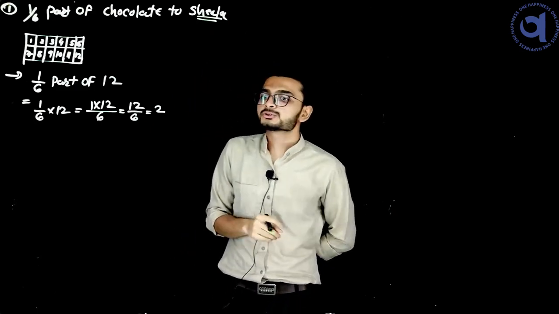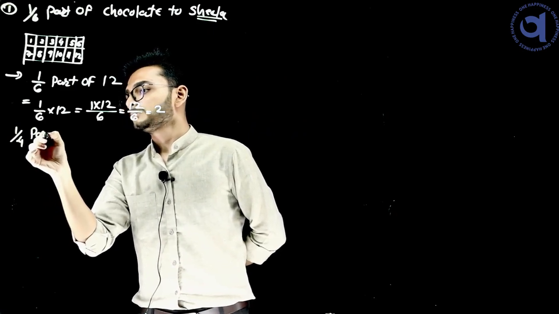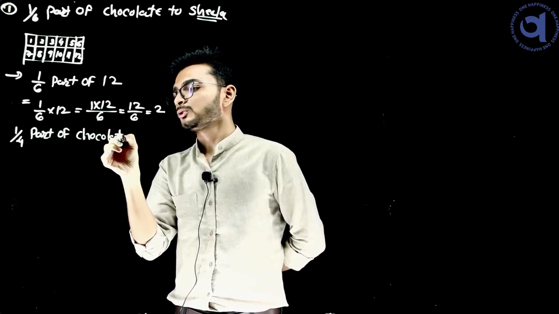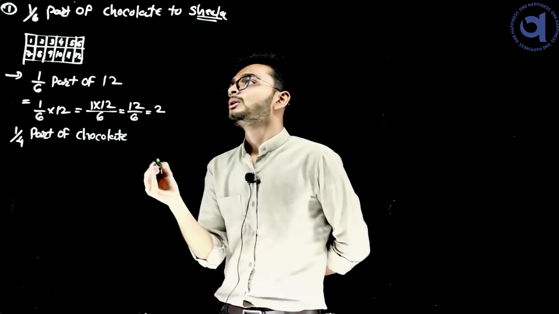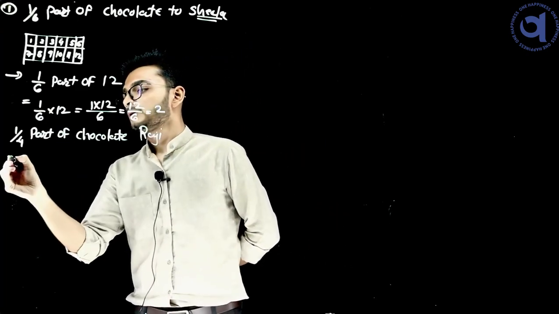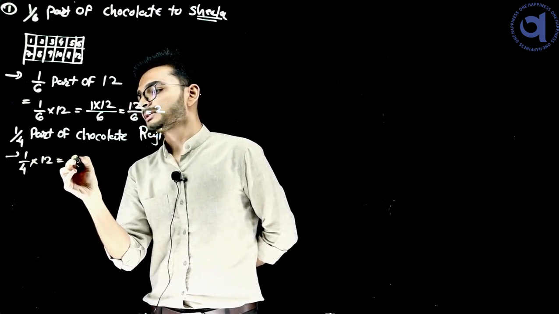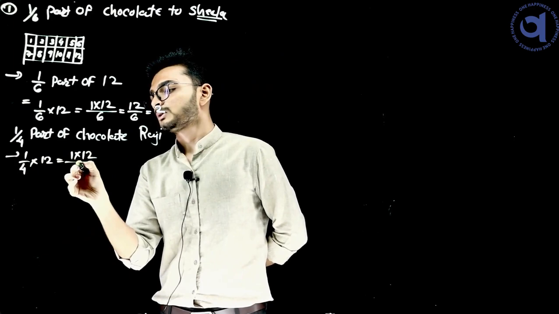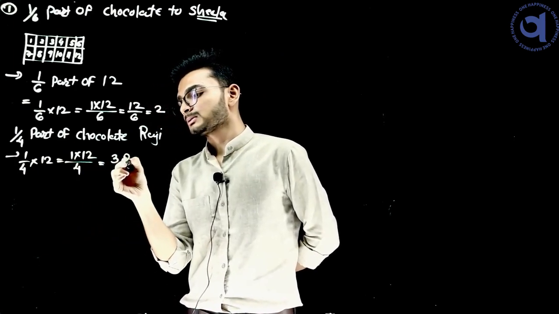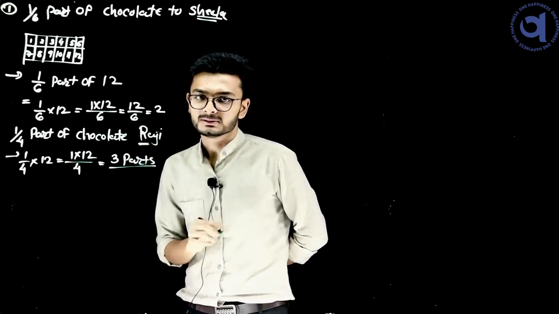After that, she wants to give 1/4 part of the chocolate to Raji. So 1/4 of 12 is equal to 12 divided by 4. We can say that 3 parts of the chocolate are got by Raji.